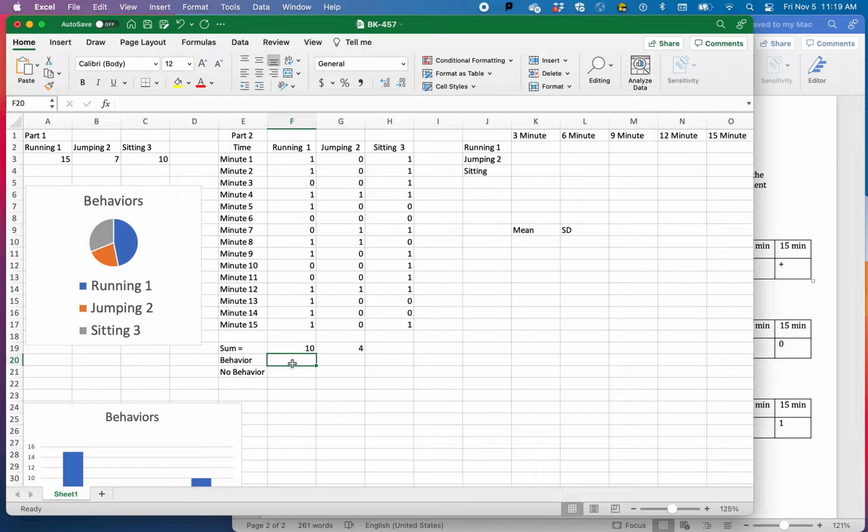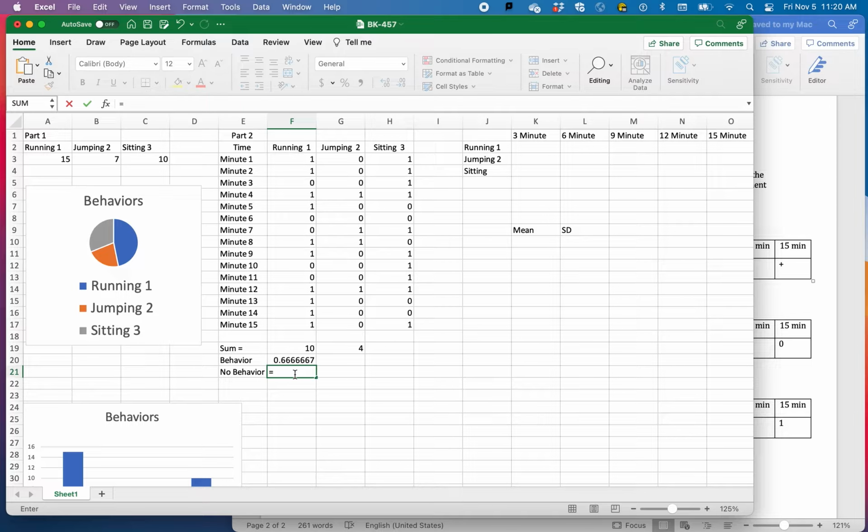So to do that, you type equals, highlight the number of times you saw the behavior, or if this was a score on an exam, you would highlight the 10, divided by 15, which is the total number of times you could have observed that behavior, and that gives you 66. So 66% of the time over that 15-minute period, we observed the child running, or I observed the child running, or whatever behavior you were interested in.